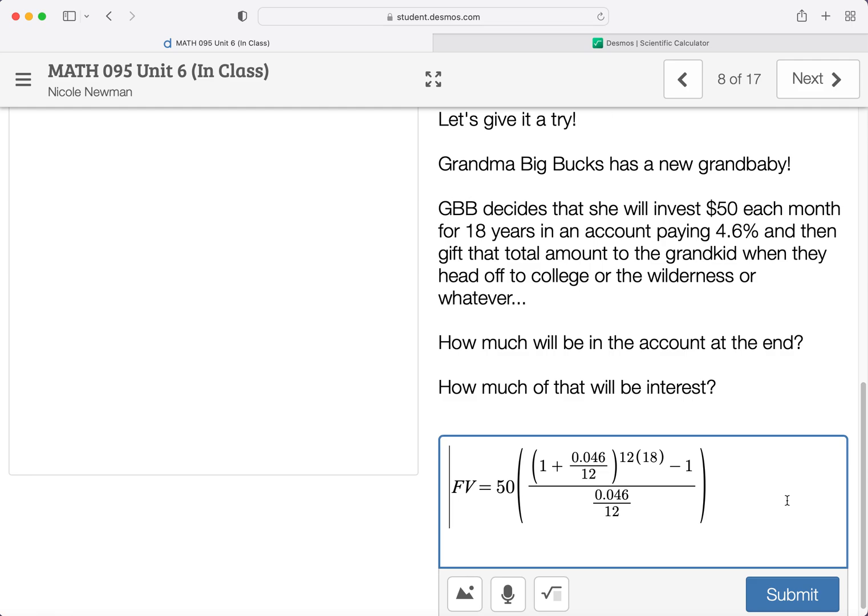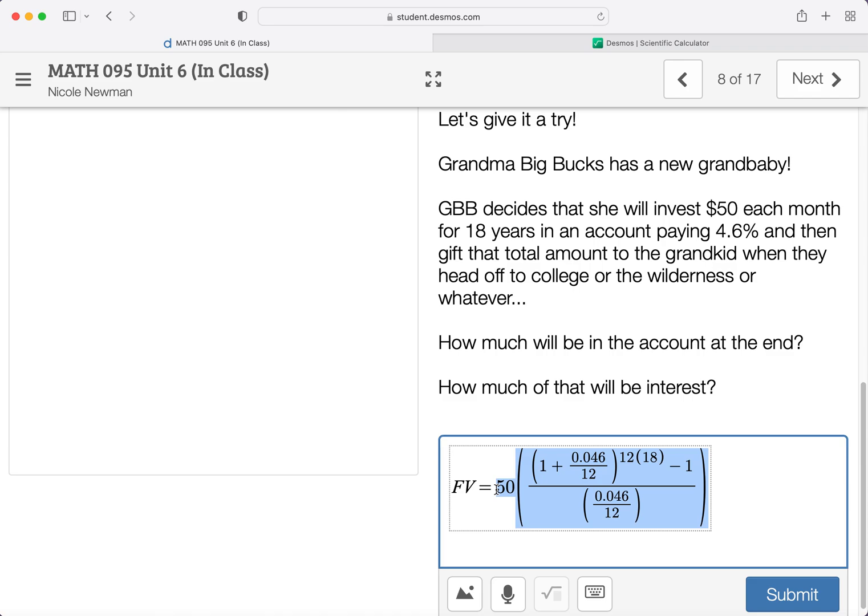If you're going to do this on your handheld calculator, again, do 12 times 18 first. 12 times 18, I forget what that is. 216. And then you will do the entire numerator, and then take that numerator and multiply by the outside payment, and then divide by the denominator. If you are using a handheld calculator, you'll want to use that extra set of parentheses around the denominator. The calculator isn't as smart as you are. It doesn't always know what we mean.